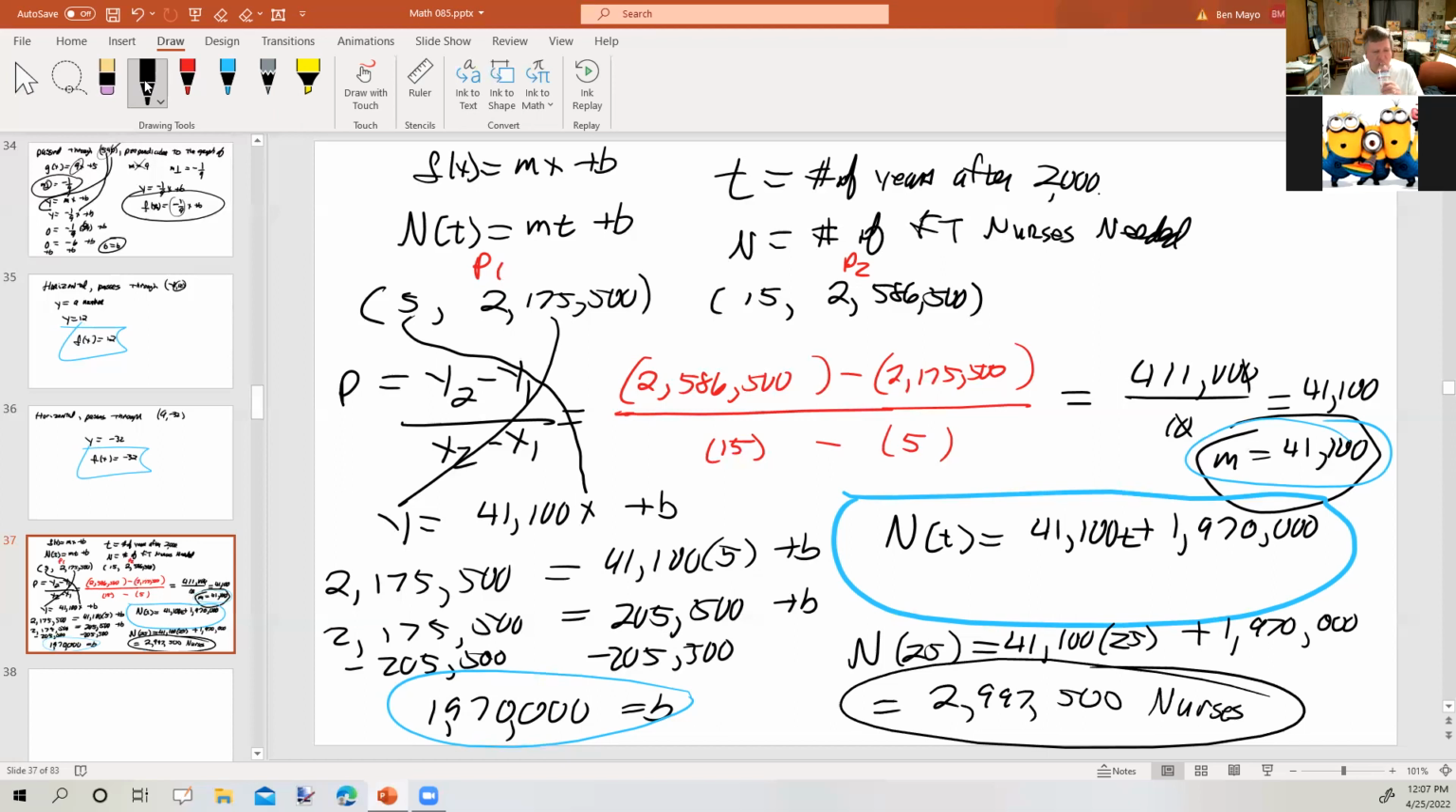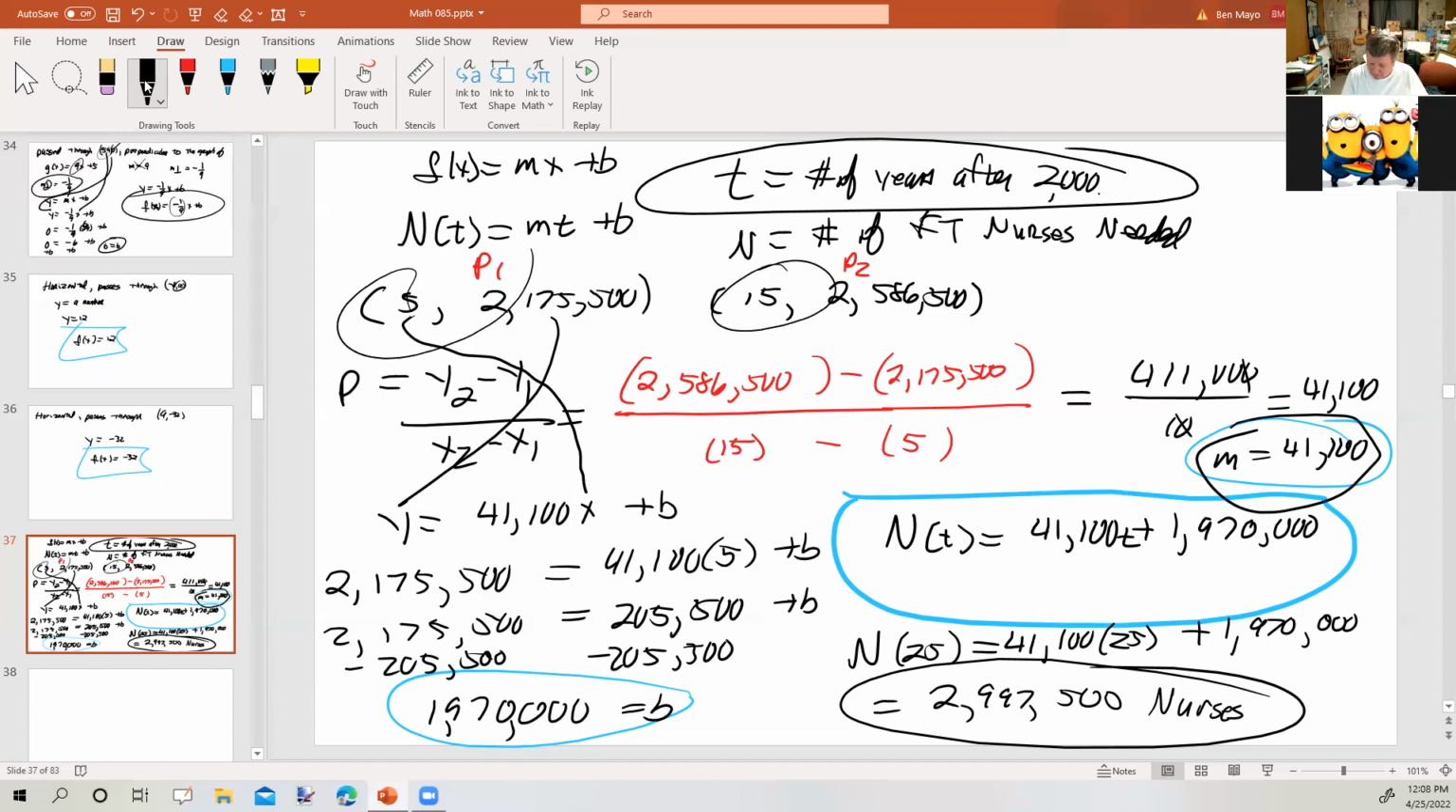Any questions on this? So basically what we did was extracted two ordered pairs from the story. This whole idea about T is the number of years after 2000, that's a time shift thing, so that if you go to graph it, you don't have to use 2000 on your scale. You could just use the 5 and 15 and 25.